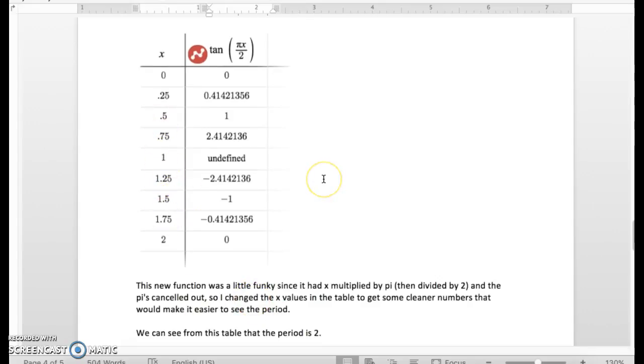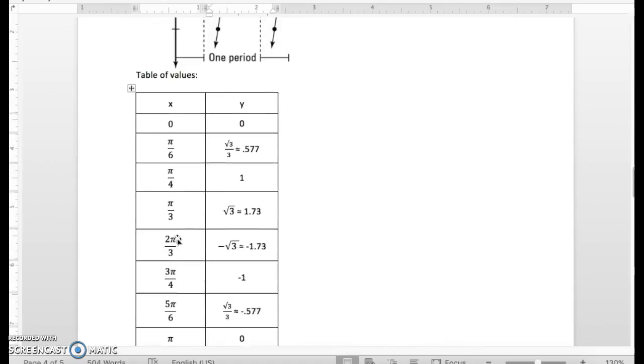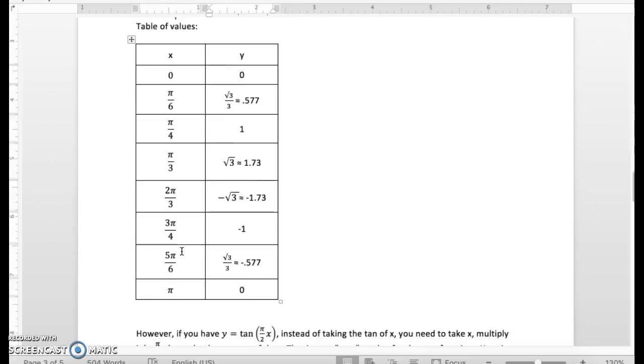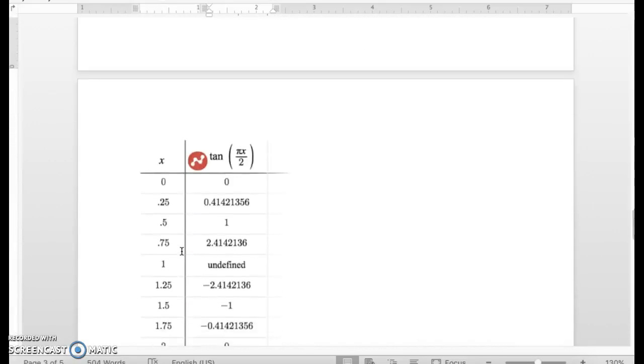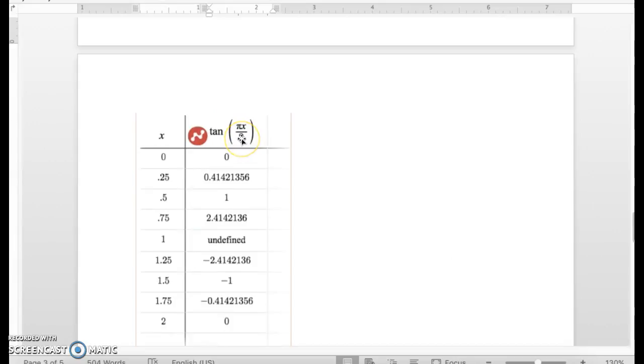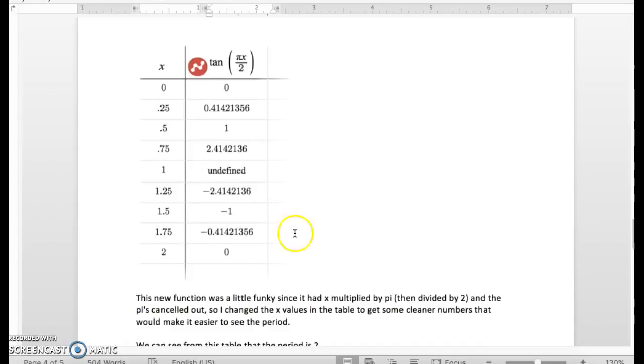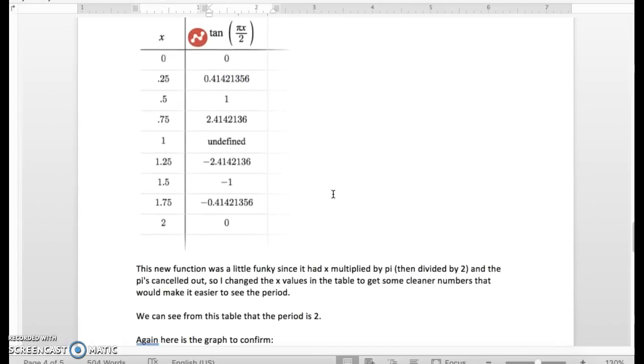This new table was a little bit funky using the values I used up here, pi over 6, pi over 4, pi over 3, which is pretty standard for a trig function. But because we were taking pi times x and then dividing it by 2, it worked out better if I changed the values a little bit so that we would have a cleaner starting point, x equals 0, y equals 0. You don't have to do it that way, but visually it helped me to see the period of the function a little easier.